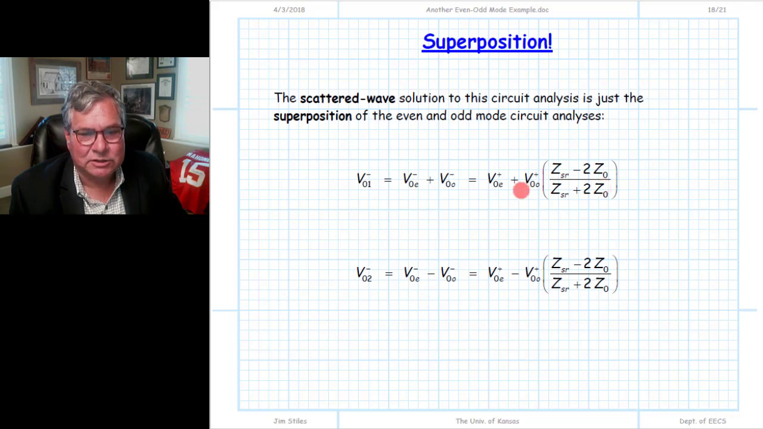All right, so here's one solution for V0 minus on the left side, the scattered wave on the left side of the structure. Here is the wave amplitude of the scattered wave on the right side of the structure. It's equal to this. Let's do a little algebra and see if we can simplify this.